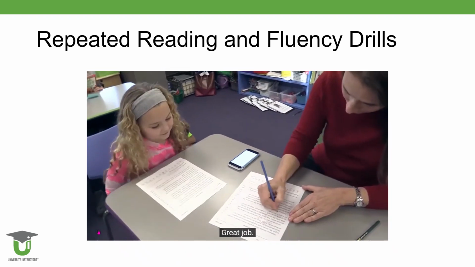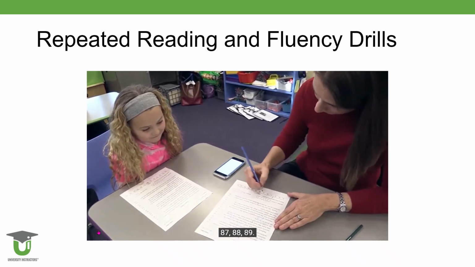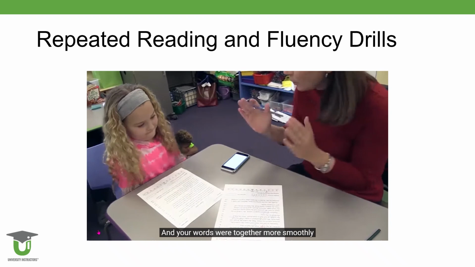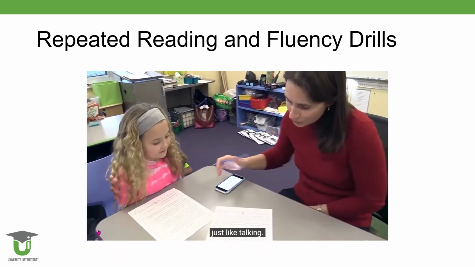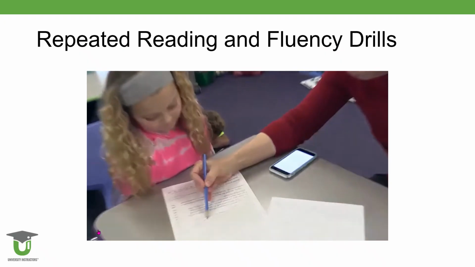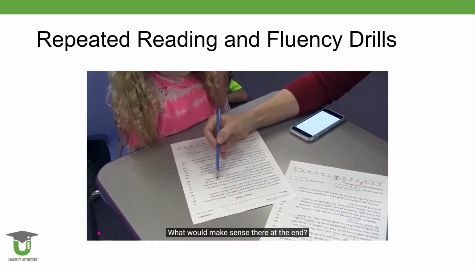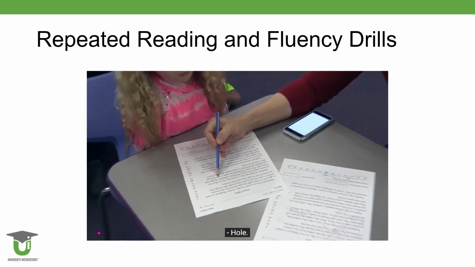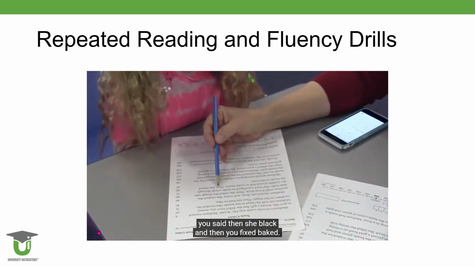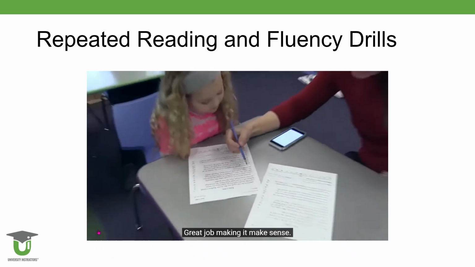Great job. All right, well, you definitely got more words this time. 87, 88, 89. You got all the way up to 89 on that one. And your words were together more smoothly, just like talking. So right here, you said hold. She used a toothpick to make a hole through the middle. What would make sense there at the end? Hole. Great fixing. And right here, you said then she black, and then you fixed it to baked. Great job making it make sense.